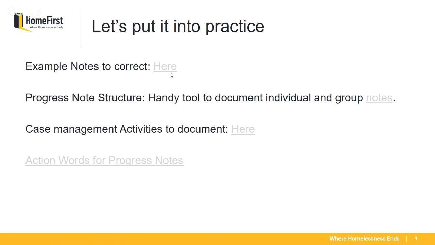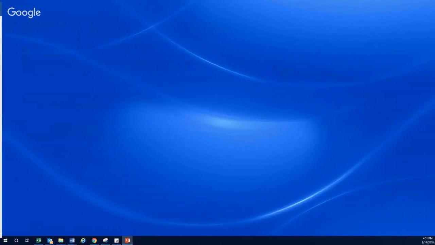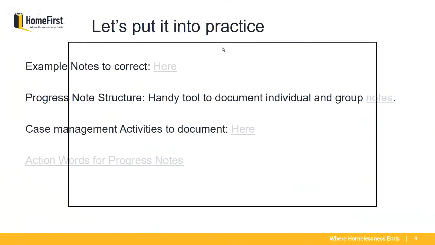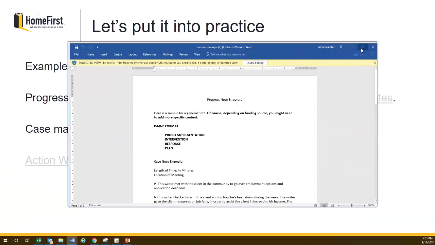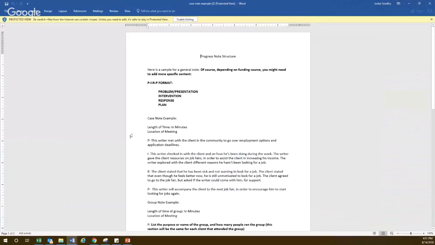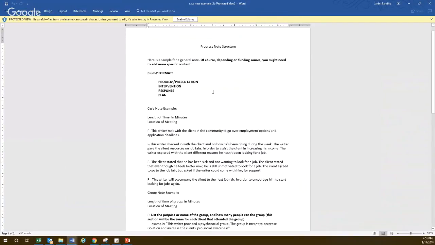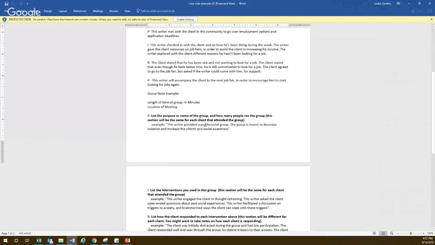Next, I want to put up the formal note writing structure. This is a very handy tool that you can use. It should also be a part of your handout package today. This is an example of what your case notes structure should look like. So this should again be part of your packet. This information you've already seen. Here's the example that we did together on the PowerPoint, the entire form. And then I have a group example here for you as well.